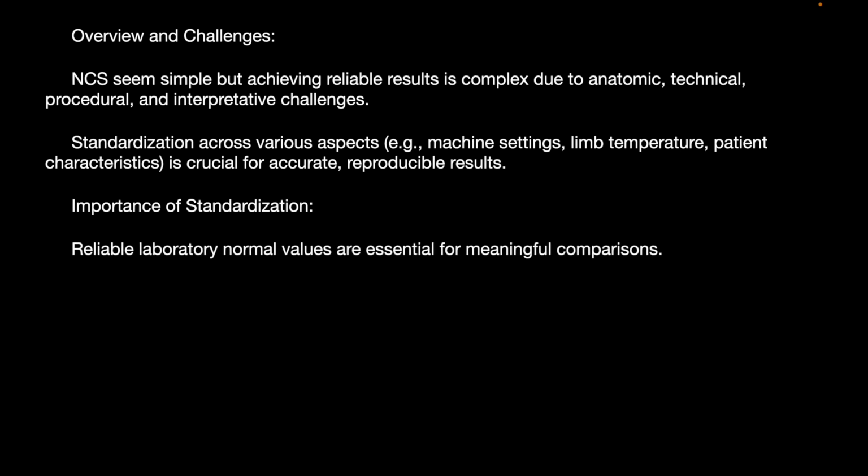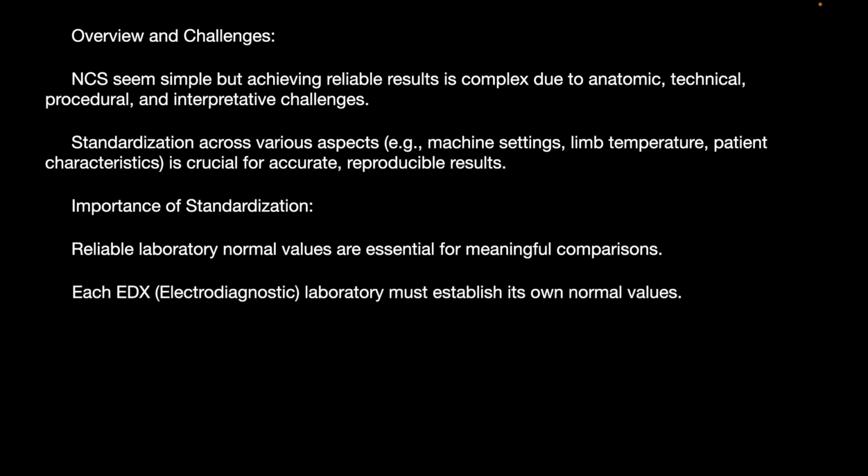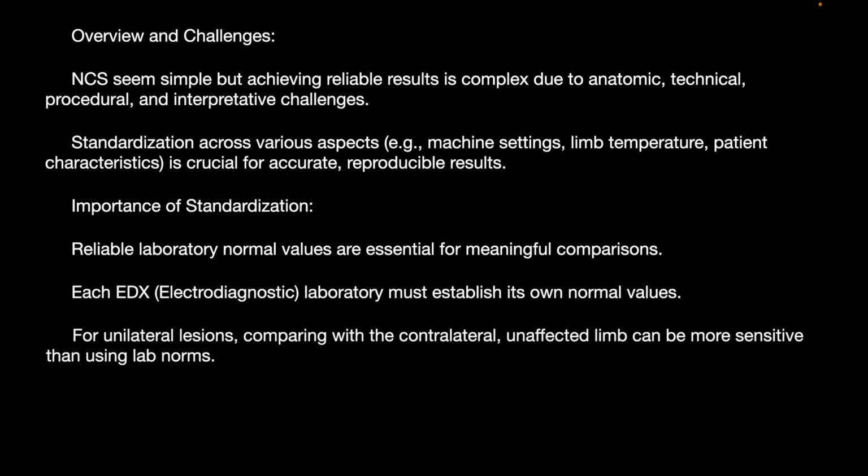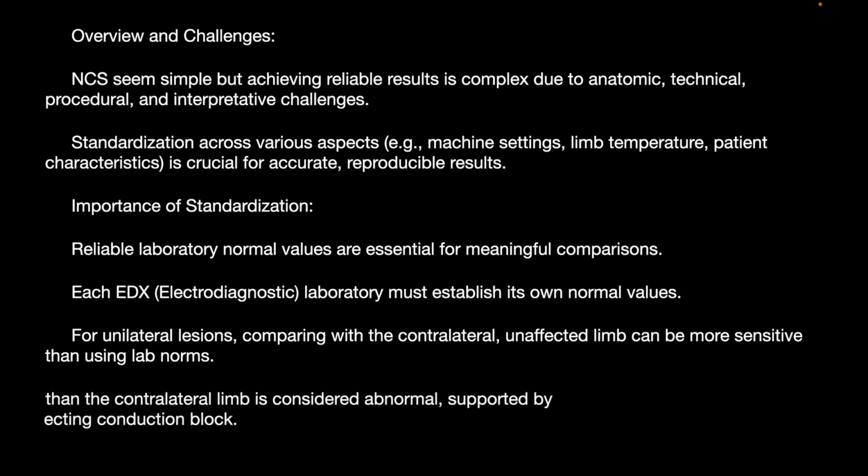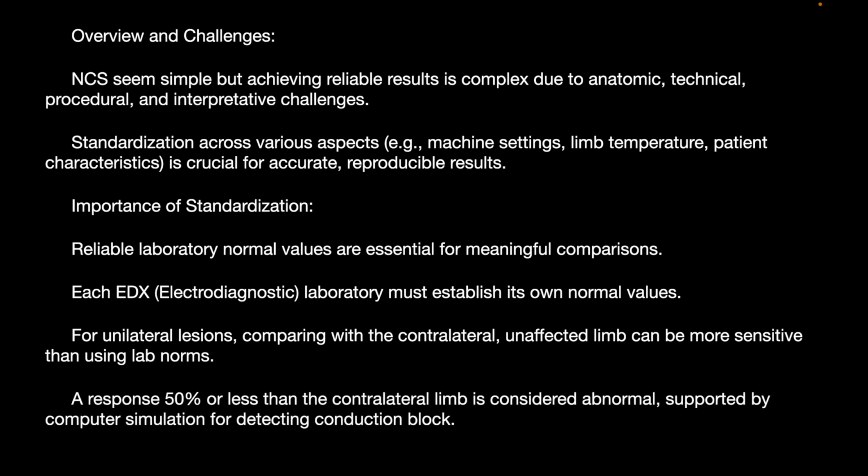The important standardization is reliable lab normal values, which is essential for meaningful comparison. Each electrodiagnostic lab must establish its own normal values. For unilateral regions, comparing with the contralateral side is sufficient. The unaffected limb can be more sensitive than a lab's norm. A response of 50% or less than the contralateral limb is considered abnormal and is supported by computer simulation for detecting conduction blocks.